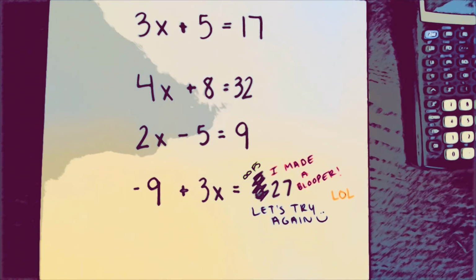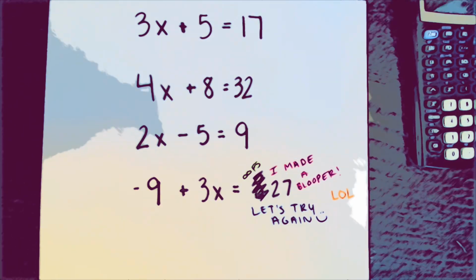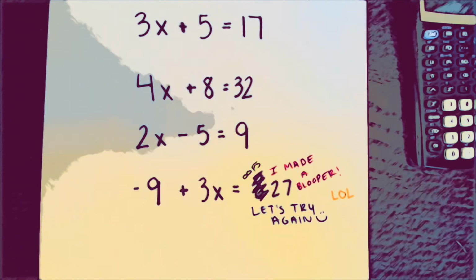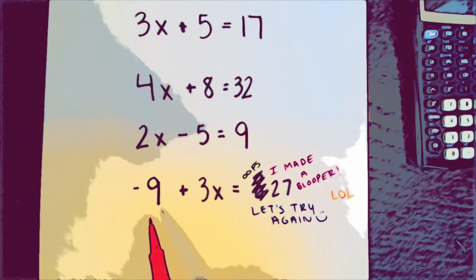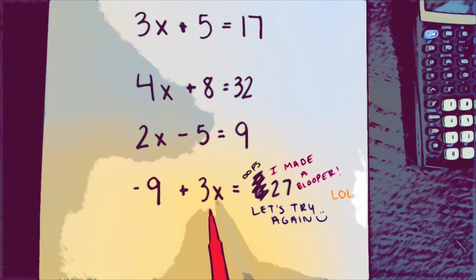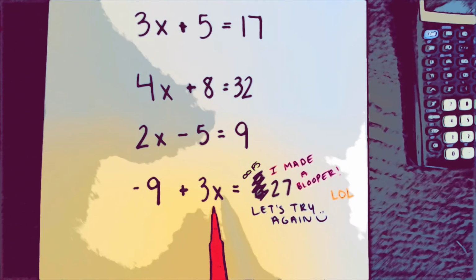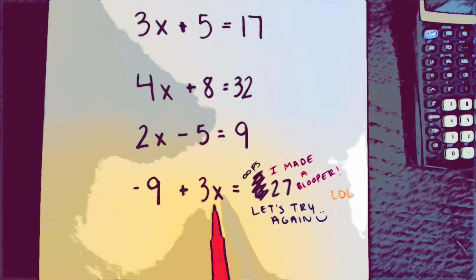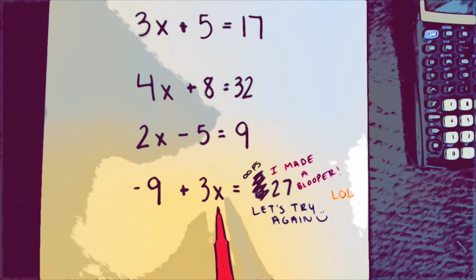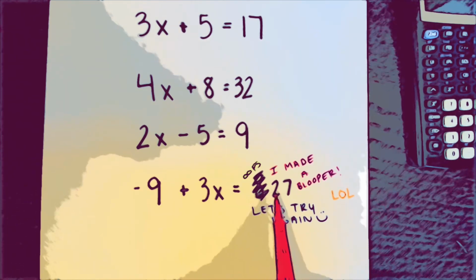Okay, let's get back into it. Our next question that we are going to work on, solving for x in a two-step equation, is -9 plus 3x. So we're going to figure out what is this unknown number. And my friends, you might have noticed in my previous videos that it did not equal 27.